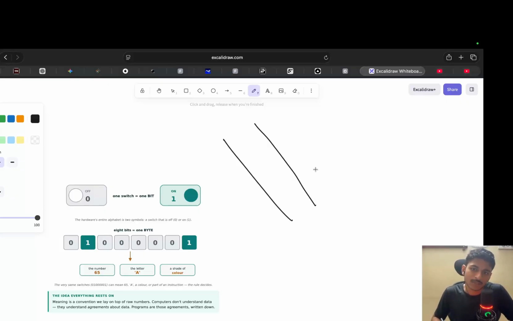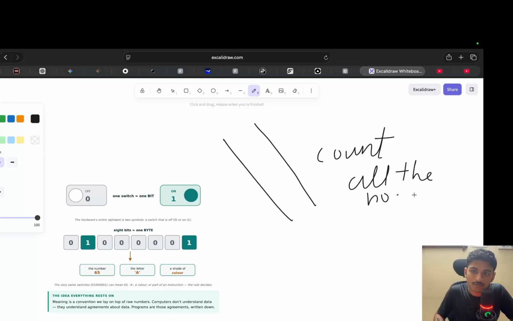And you have a task. Your task is that you have to count all the number of vehicles passing through the highway for maybe 1 hour of time, and you need to count all of them.